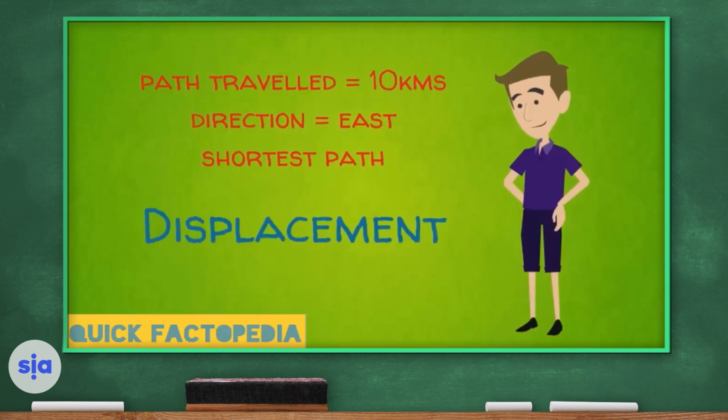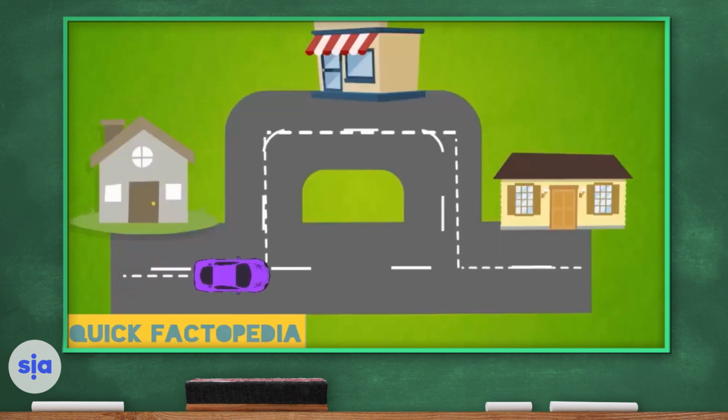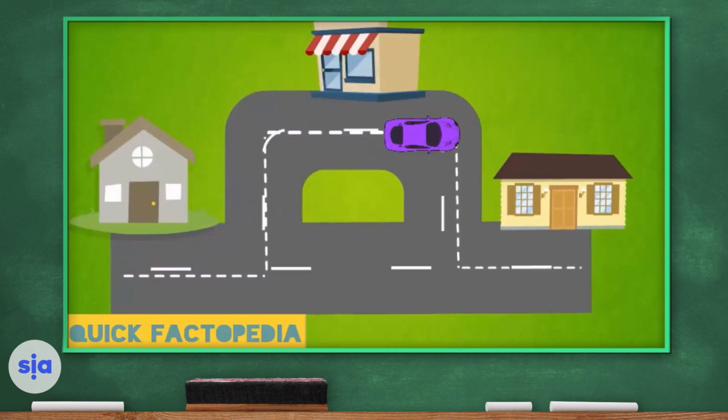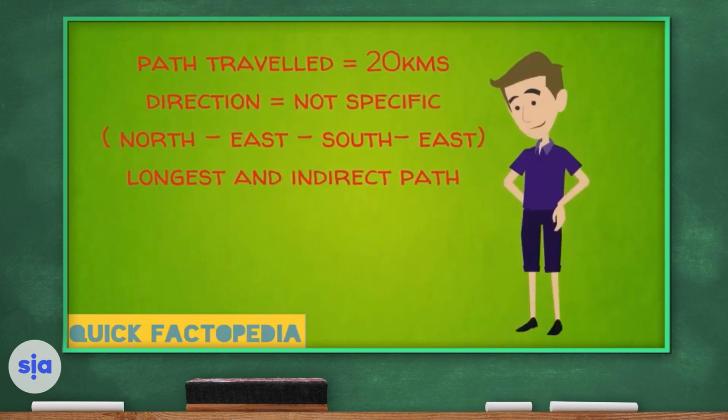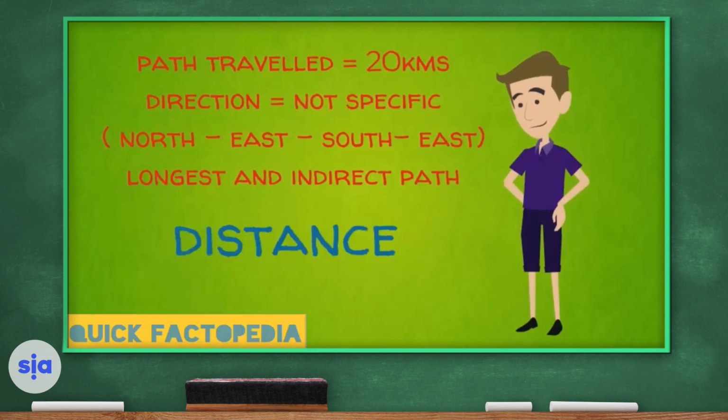Yes, correct, it's the displacement. But now, as I have to buy a gift, I am taking the longest and indirect route, with no specific direction, but reach the same destination. So, what do we get here? When I travel 20 kilometers, with no specific direction, taking the longest and indirect route. Yes, it is the distance.